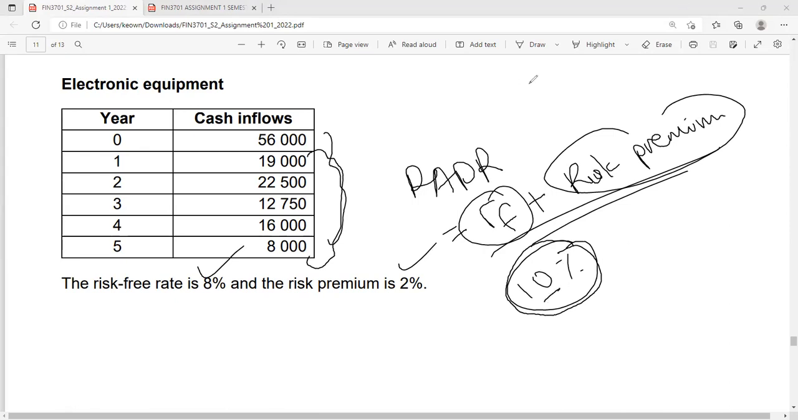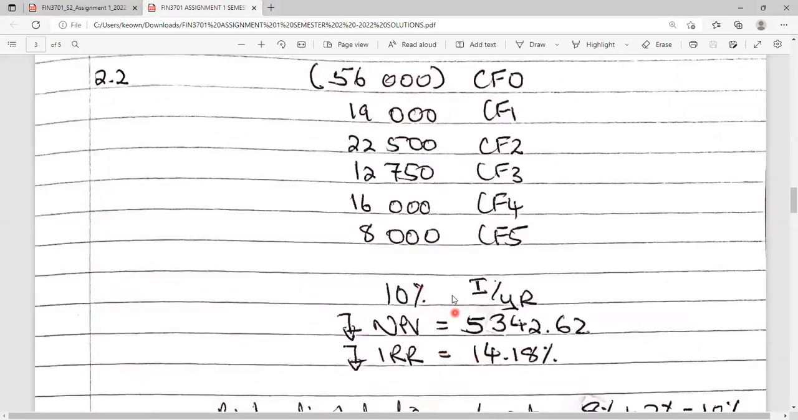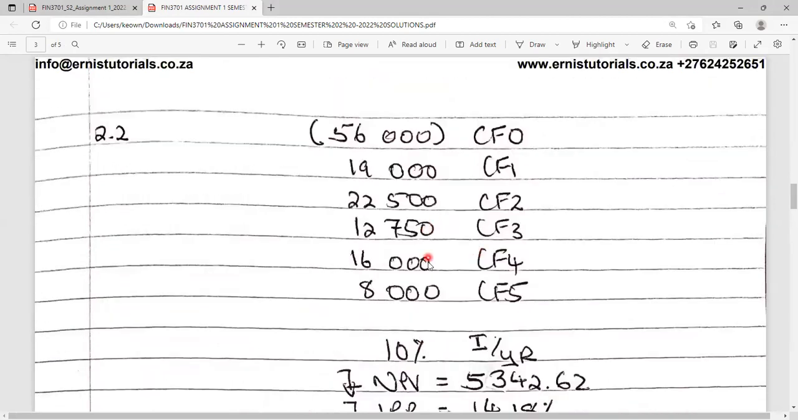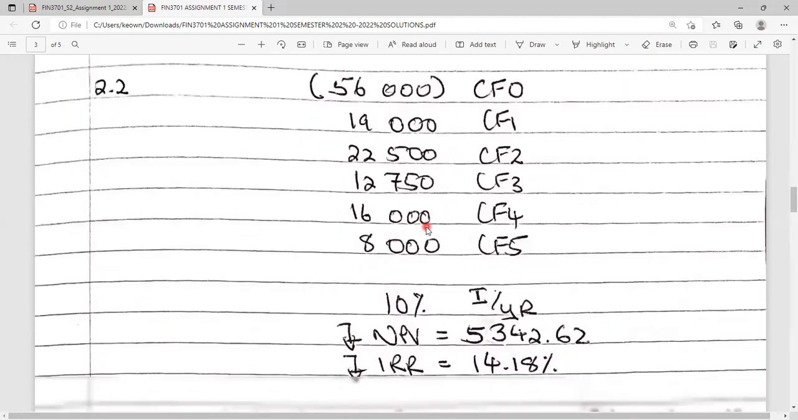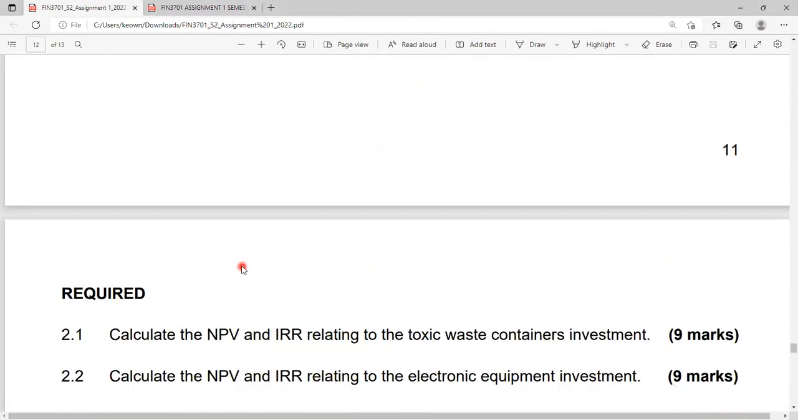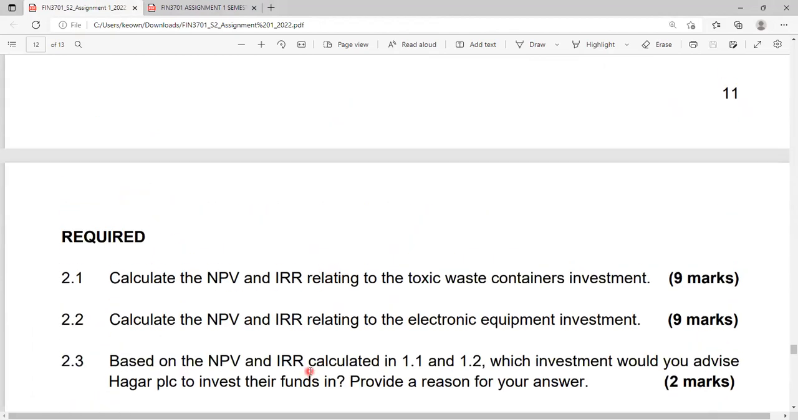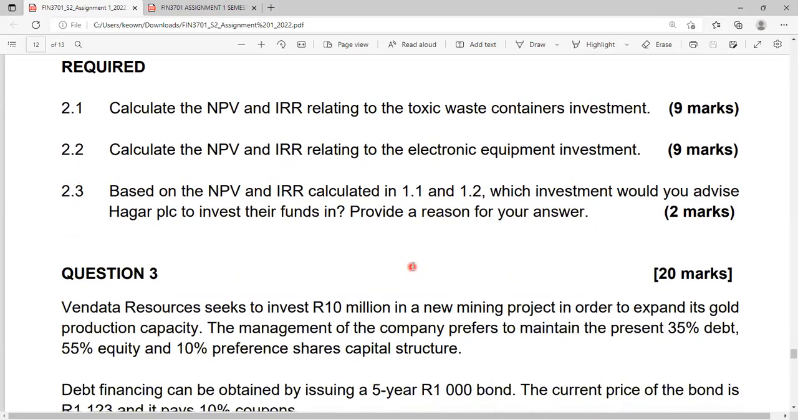So we can then go to our financial calculator, like I showed you earlier, and calculate your NPV and your IRR. So electronic equipment is a good project. As we can see, the NPV is positive, and also the internal rate of return is greater than the discount rate. You can practice this if you have an HP calculator using the approach I showed you with the first question we did for question one. And then, based on the NPV and IRR, we would select the electronic equipment investment, because it has a positive NPV and its IRR is greater than the cost of capital.